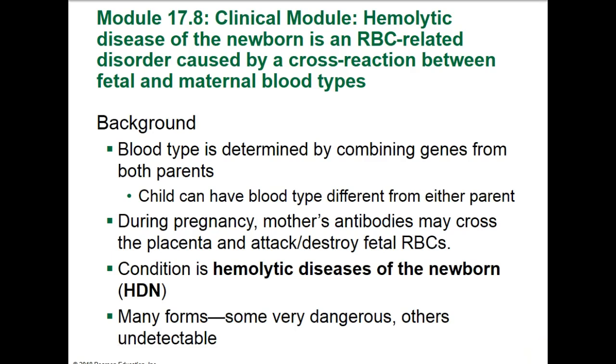Okay. Blood types are determined by combining genes from both parents, and I showed you some of this in lab with Punnett squares. A child can have a blood type different from either parent, right? During pregnancy, the mother's antibodies may cross the placenta and attack and destroy the fetal red blood cells. So that is what I was talking about as a problem, and that is hemolytic disease of the newborn. There's many forms. Some are very dangerous. Others are undetectable.